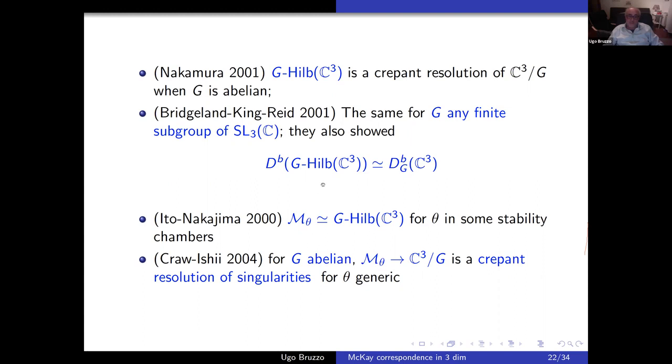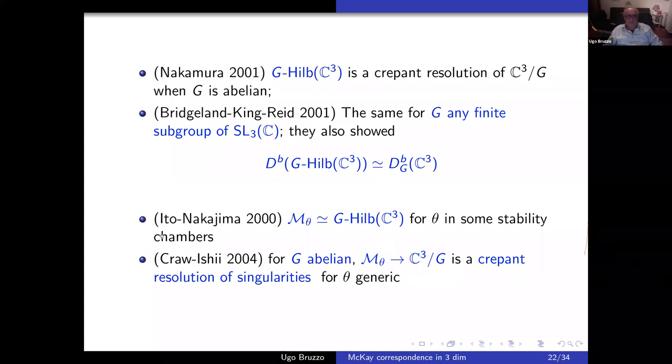They showed that the bounded derived category of the equivariant Hilbert scheme of C3 is equivalent to the G-equivariant bounded derived category of C3. And this produces the fact that what Nakamura proved for G abelian is true in general for any finite subgroup of SL(3,C).